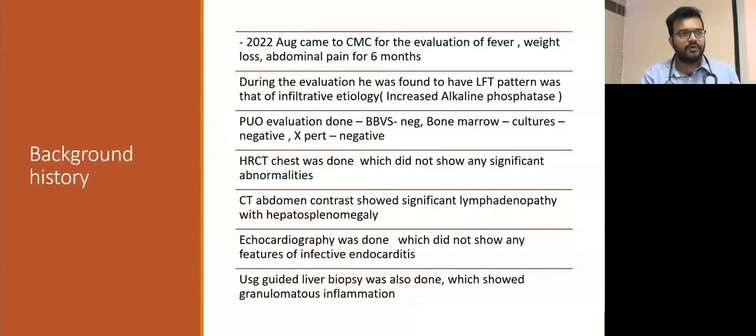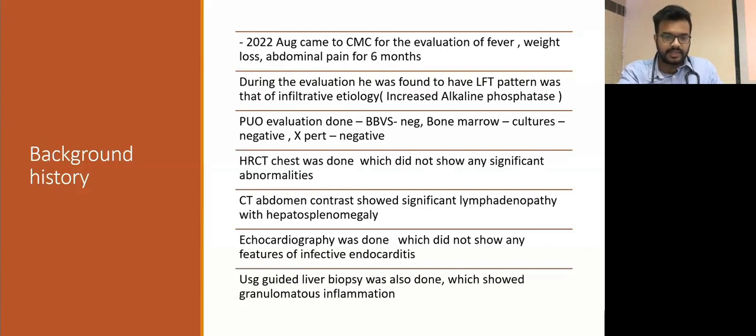Before going further with the examination of this patient, there is some important background history which is relevant. This patient actually came to us in August 2022 for the evaluation of fever, weight loss, and abdominal pain, which had lasted for 6 months at that time. During the evaluation, he was found to have an LFT pattern suggestive of infiltrative etiology, that is, increased alkaline phosphatase with normal protein, and no SGOT and SGPT elevation.